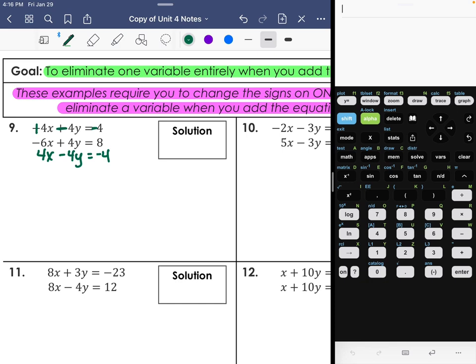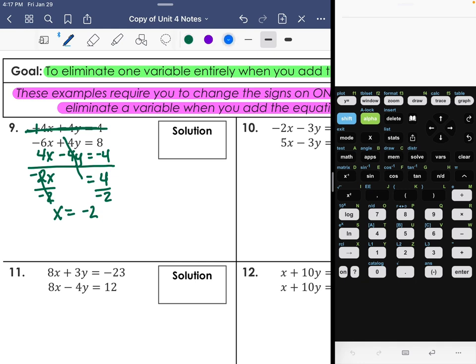Okay? Now, after I rewrite that equation, I'm going to mark that equation out because I'm not going to use it anymore. I'm just going to use this new equation with the new signs. So now when I add these together, negative 6 plus 4 is negative 2x. 4 minus 4 eliminates the y. And 8 minus 4 gives me 4 for my constant. Then I have eliminated the y, which is what I wanted, and I can find out what x is, which is negative 2. When you divide 4 by negative 2, you get negative 2.